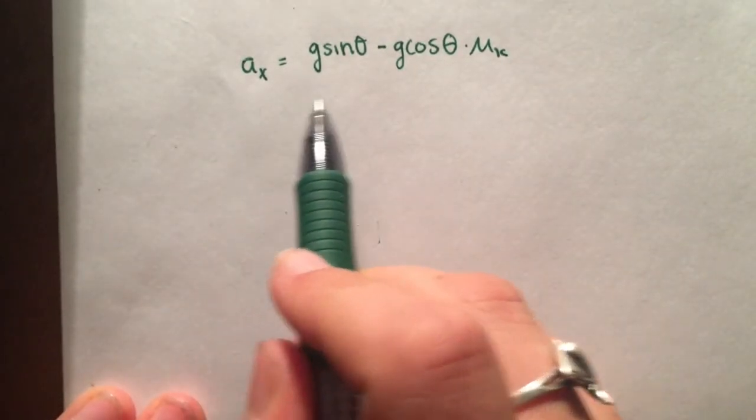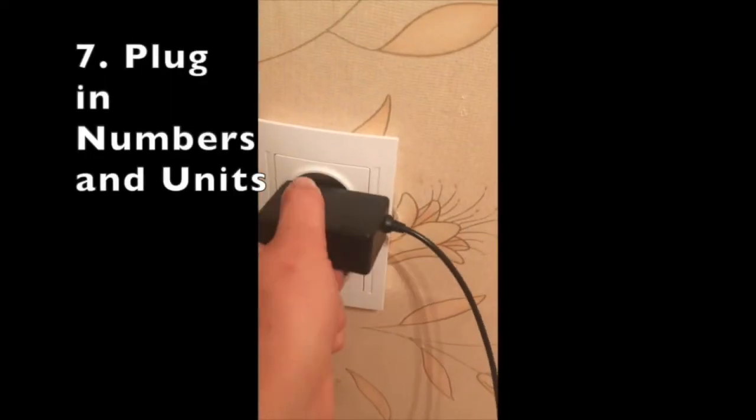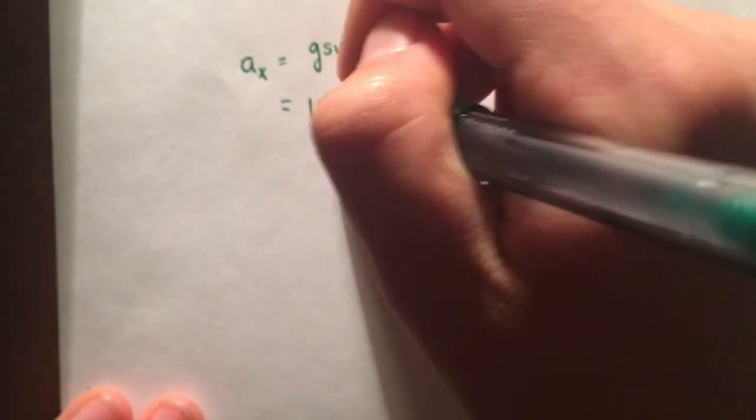Alright, so this is my end result for the equation. I don't have any zeros to plug in, so I can go ahead and plug in my numbers. I'm going to use 10 as g to make it simpler.